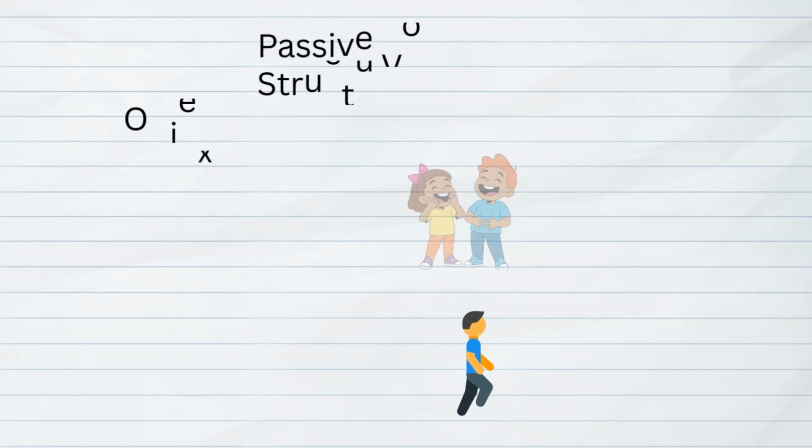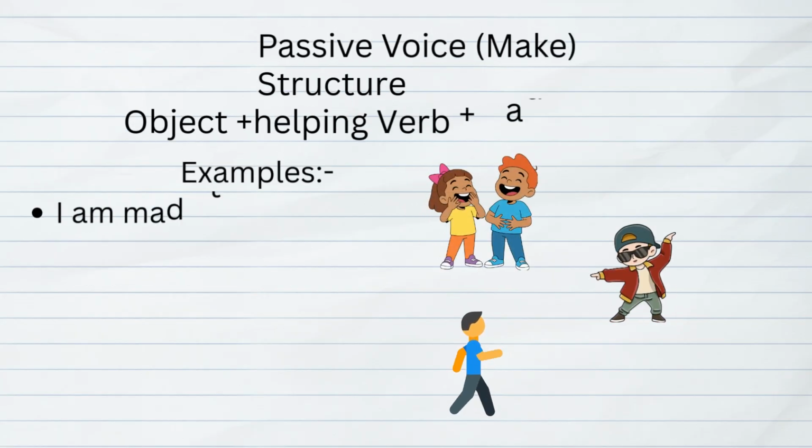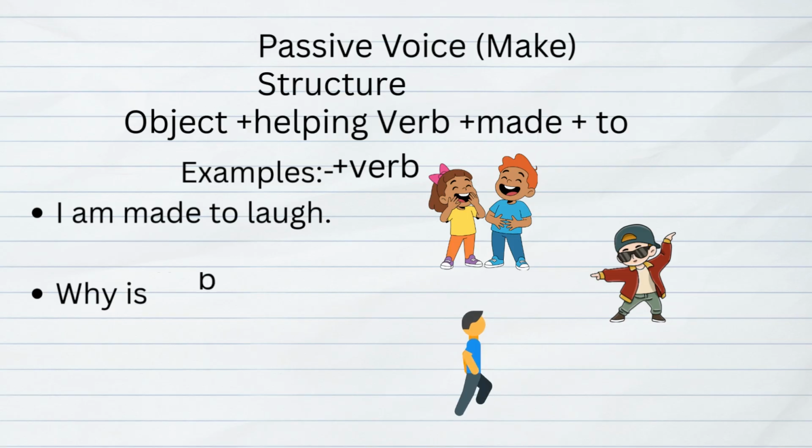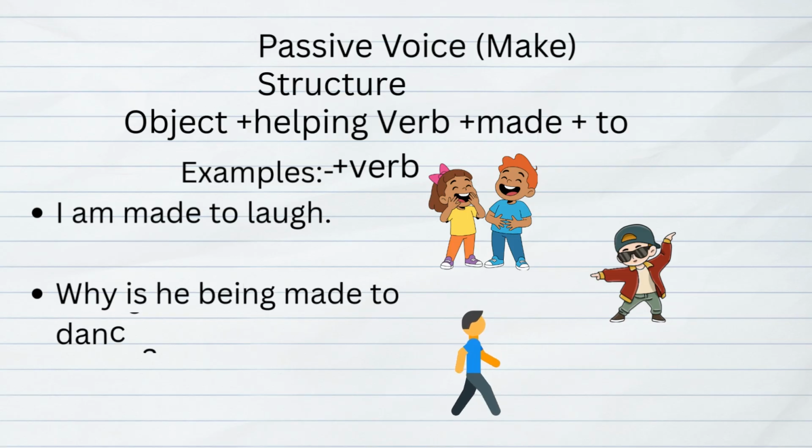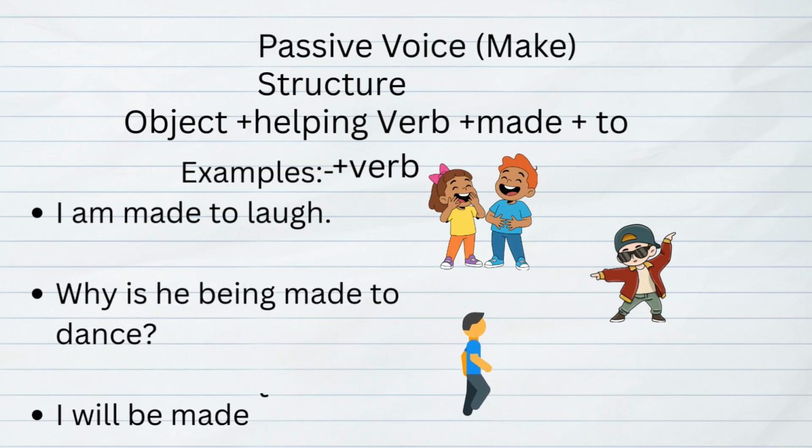Now let us understand the passive voice of make as a causative verb. The structure is object plus helping verb plus made plus to plus verb. Some examples are: 1. I am made to laugh. 2. Why is he being made to dance? 3. I will be made to walk.